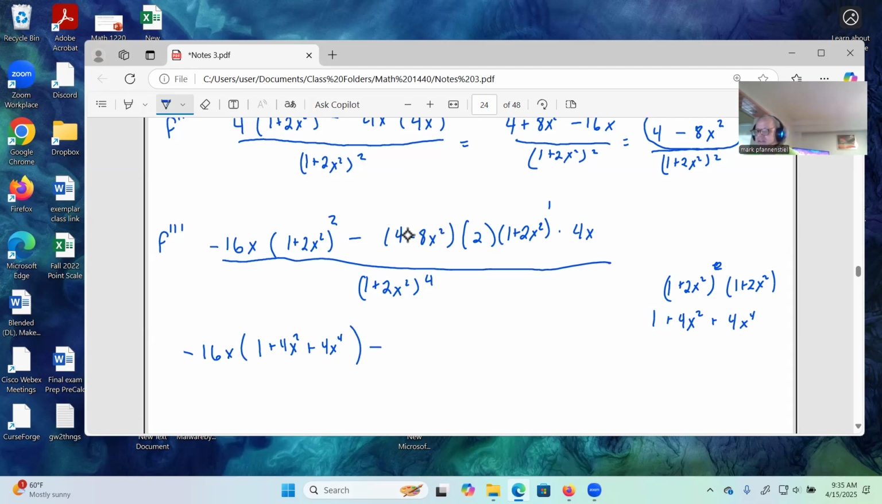We'll go ahead and clean up this. I see a 2, I see a 4. So 2 times 4 is 8. There's only the 8 here, so we have 8 here. And you know what?